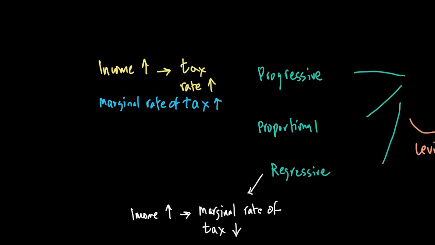Finally, proportional taxes take the same proportion of personal income, whatever the level. These taxes have what we call a constant marginal rate of tax.